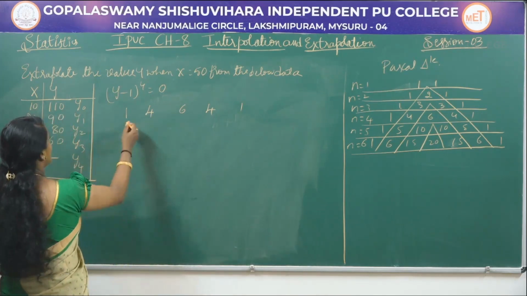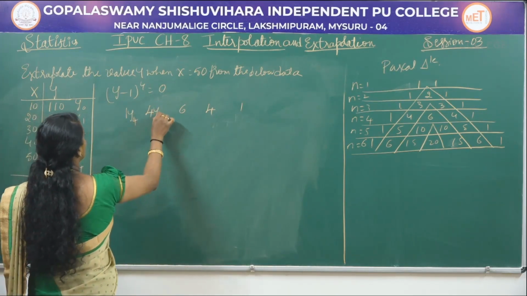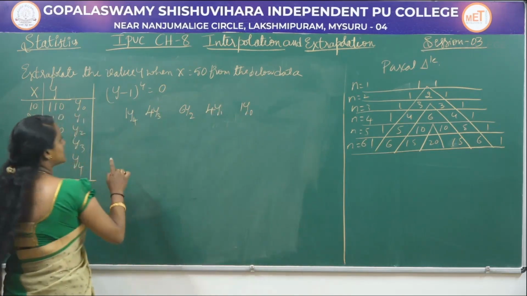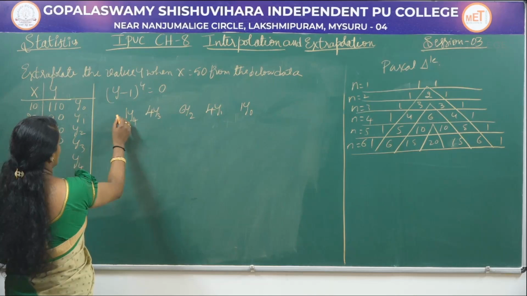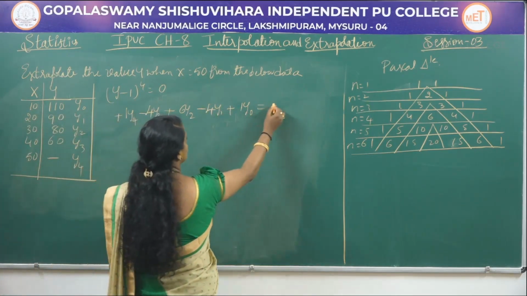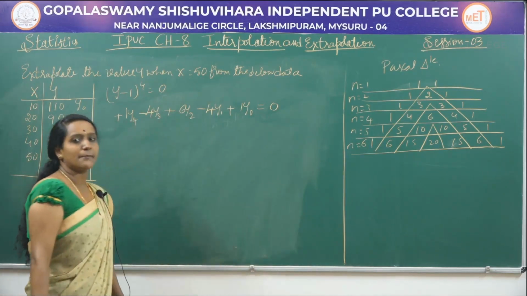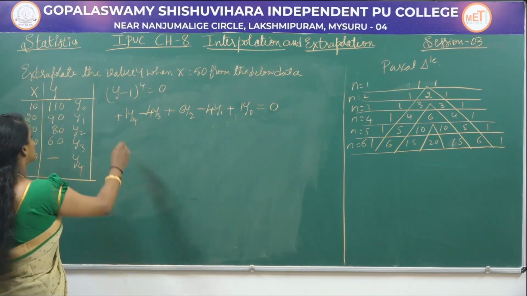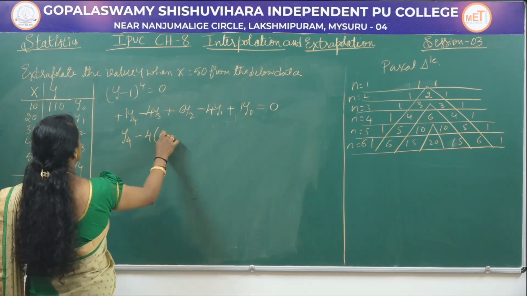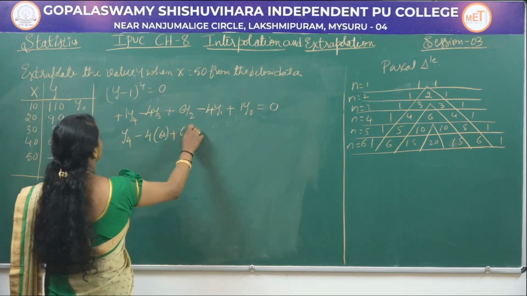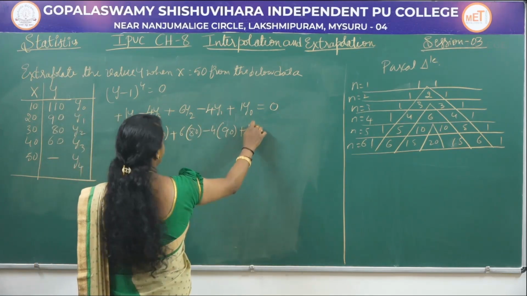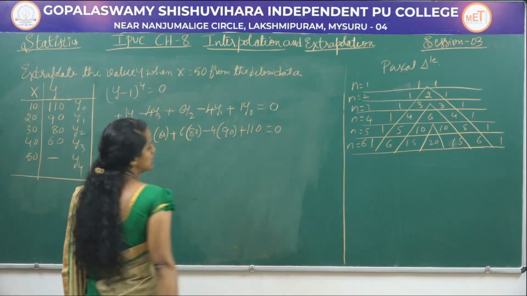Next take the y values: y4, y3, y2, y1, y0. Next write down the signs. It is plus, minus, plus, equated to 0. Next substitute the y values. So y4 I don't know, I will take as it is, minus 4 y3 is 60, plus 6 into 80, minus 4 into 90, plus 110 is equal to 0.